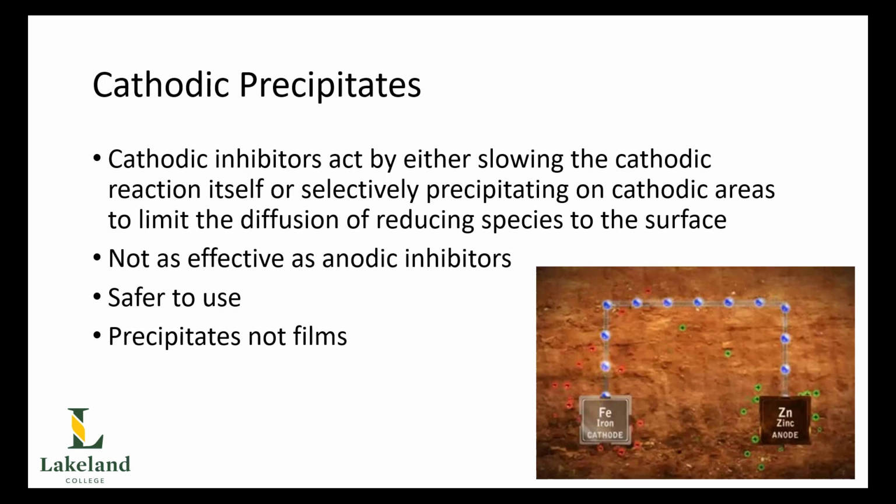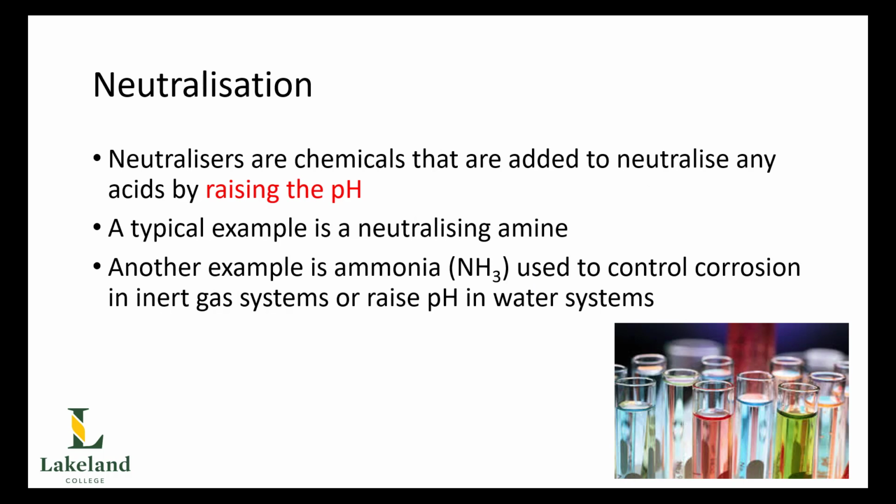The benefit of using them, however, is they're much safer to handle with regards to the chemicals, and they precipitate onto the surface, not film the surface. So it's more of a separating solution idea. Classic examples of cathodic precipitates are bicarbonates, polyphosphates, or probably a more common one would be a zinc coating. That would be a cathodic precipitate.